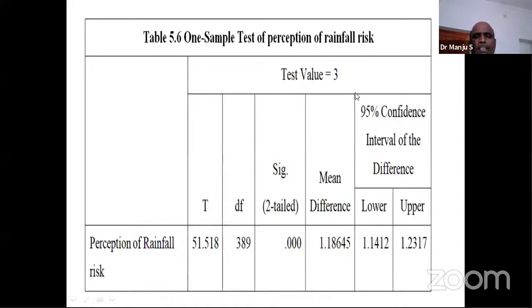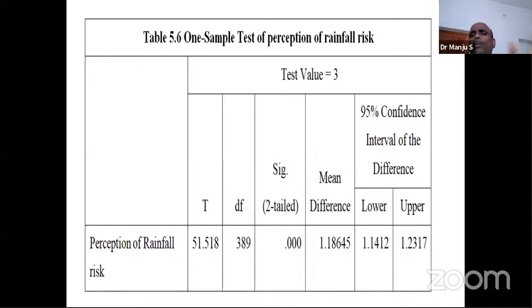So this is the study done by my friend regarding rainfall risk and insurance coverage in the case of coffee growers. Here he has used a one sample test of the perception of coffee growers about rainfall risk. What is the perception of coffee growers? How do they see or think about the rainfall risk?